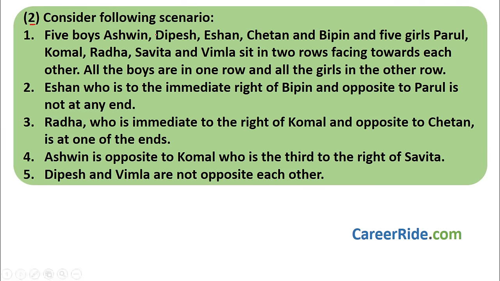Question number 2. Consider the following scenario. 5 boys, Ashwin, Dipesh, Eshan, Chetan and Bipin, and 5 girls, Parul, Komal, Radha, Savita and Vimla, sit in 2 rows facing towards each other. All the boys are in one row and all the girls are in the other row. Eshan, who is to the immediate right of Bipin and opposite to Parul, is not at any end. Radha, who is immediate to the right of Komal and opposite to Chetan, is at one of the ends. Ashwin is opposite to Komal, who is the third to the right of Savita. Dipesh and Vimla are not opposite each other.